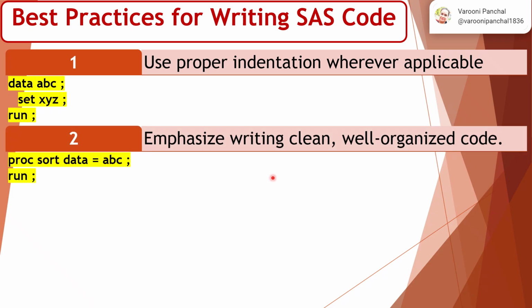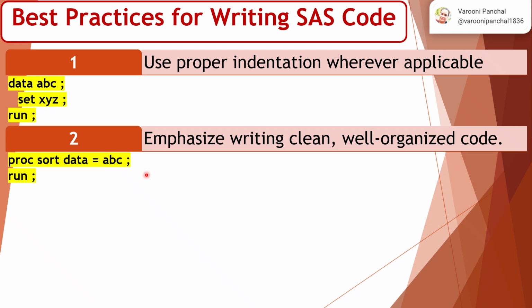Number 2 is emphasizing writing clean and well organized code, which I just said earlier. So here is the proc sort data equal to ABC. Now here if you see, after data I am using a space and an equal to sign, and after this equal to sign I am again using a space, then ABC. Now after ABC I am again using a space and a semicolon.